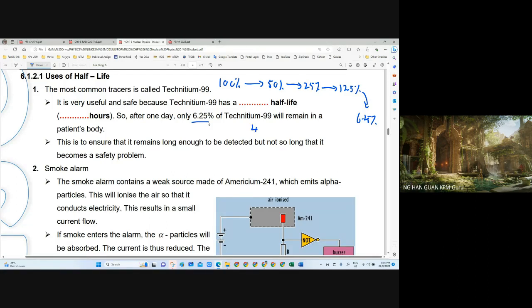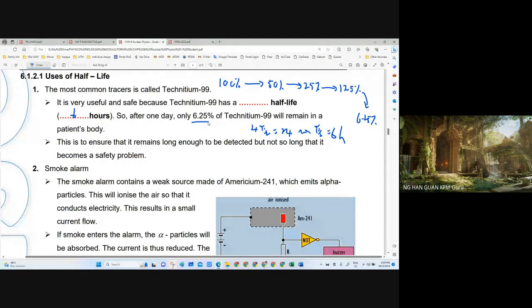So four half-lives for one day, 24 hours. It means that one half-life will be 6 hours. So this has a short half-life of 6 hours. After one day, only 6.25% remains in the patient's body.